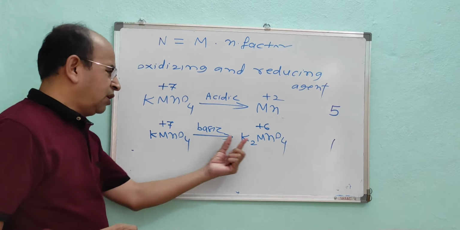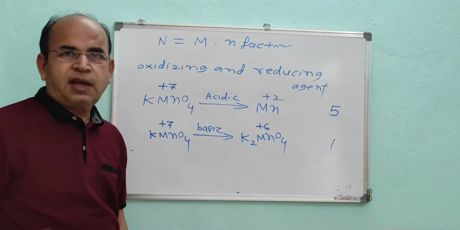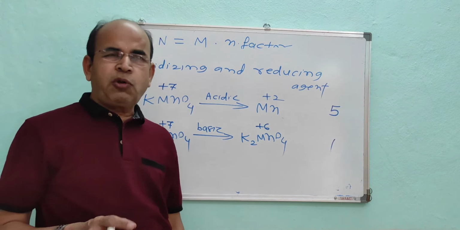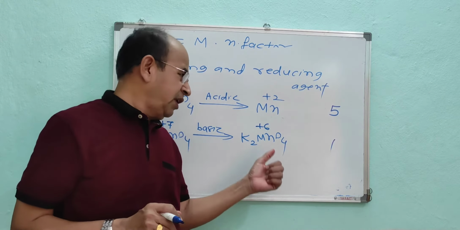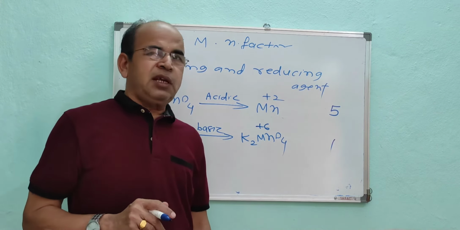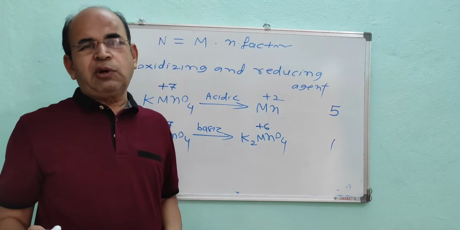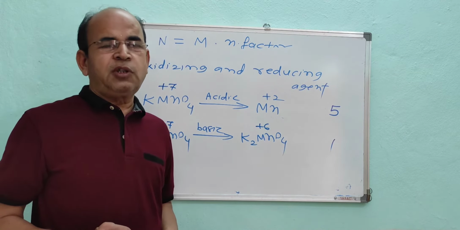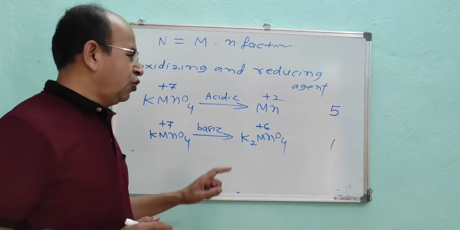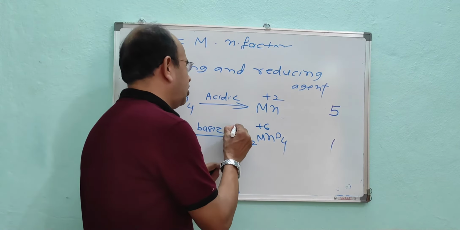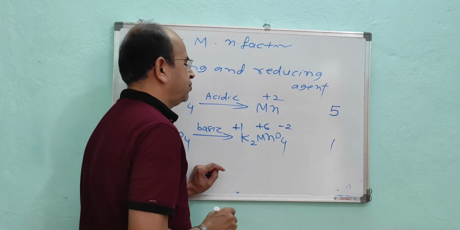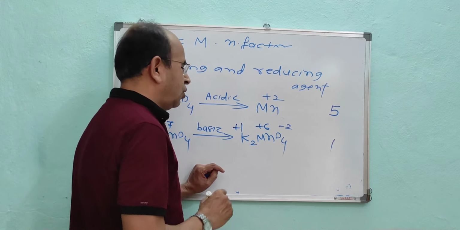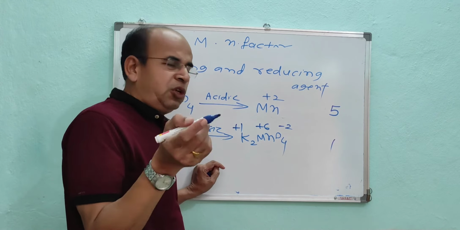Do you know how to calculate this oxidation state? I think it is clear to you, but for your information I will just give an example. I will calculate the oxidation state of Mn here. Now see, the sum of oxidation states is equal to 0 in case of a neutral compound. You know oxidation state of potassium is plus 1, and oxidation state of oxygen is minus 2.